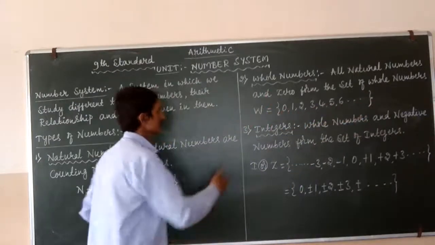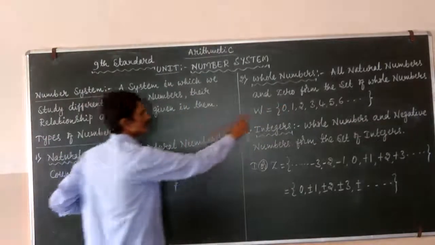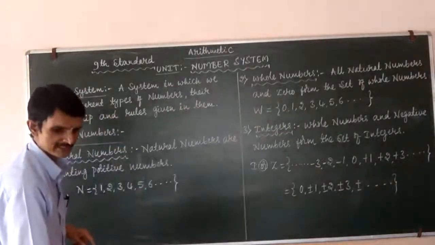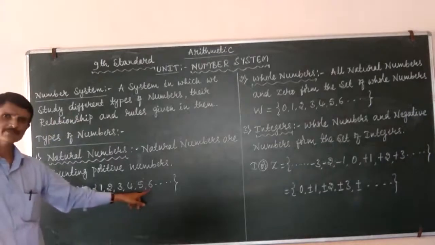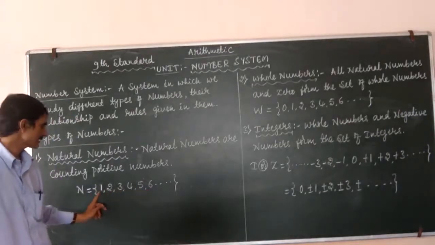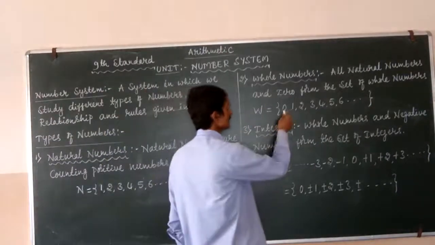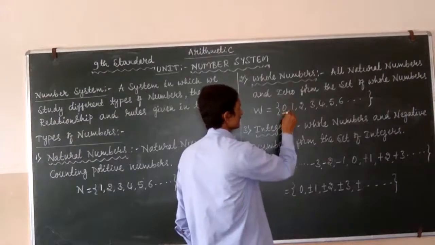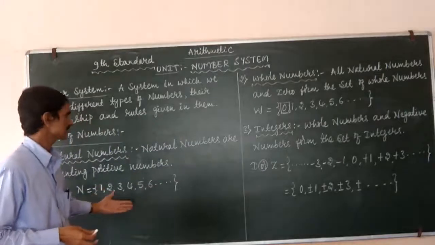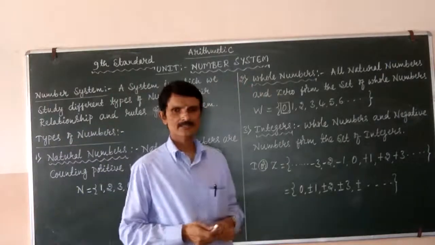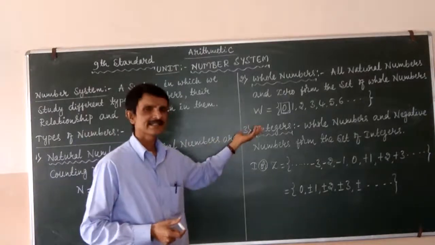If you observe the set of whole numbers and natural numbers, there is only one difference. What is that difference? The set of natural numbers is the counting numbers 1, 2, 3, 4, 5, 6. In the set of whole numbers, 0 is included. So if we add 0 to the natural numbers, we get the set of whole numbers. Students, next we will go to the integers.